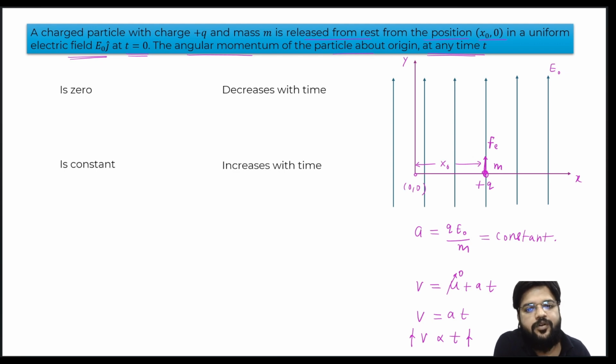All right, now the next thing we are looking for is the angular momentum. The magnitude of the angular momentum can be written as m, r perpendicular and v.